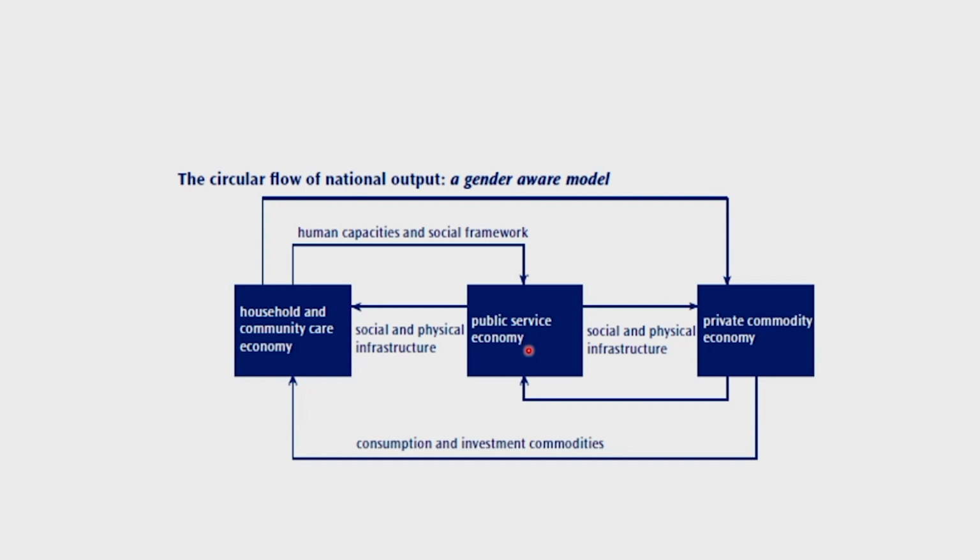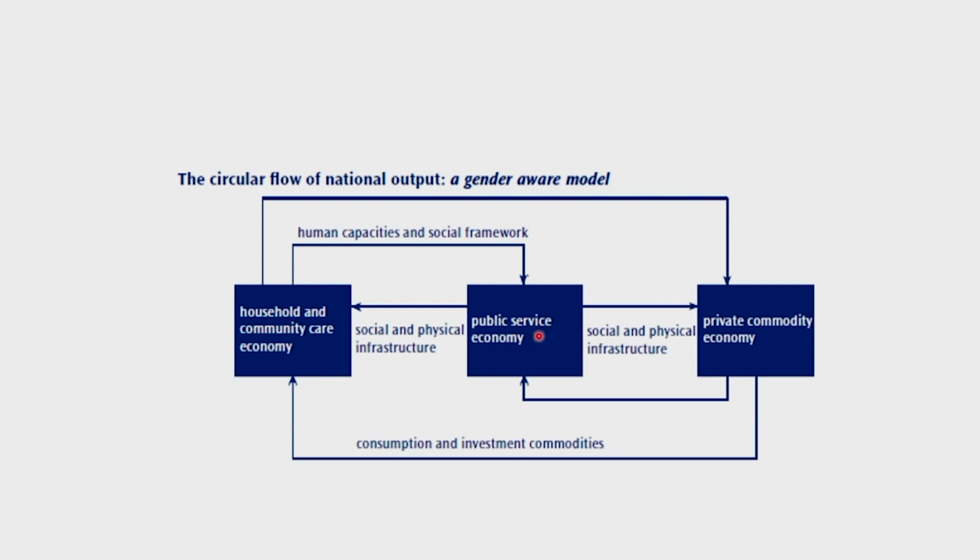So, in this gender aware model, the household and community care economy does not simply have the job of consumption, expenditure and savings. They also create human capacities here. So, you can see that for maintaining the social fabric of the economy, they create human capacities which then enter into the public service economy, and this creation of human capacities also supports the private commodity economy. So, there is a lot of contribution of the household and community care economy to the private commodity economy.